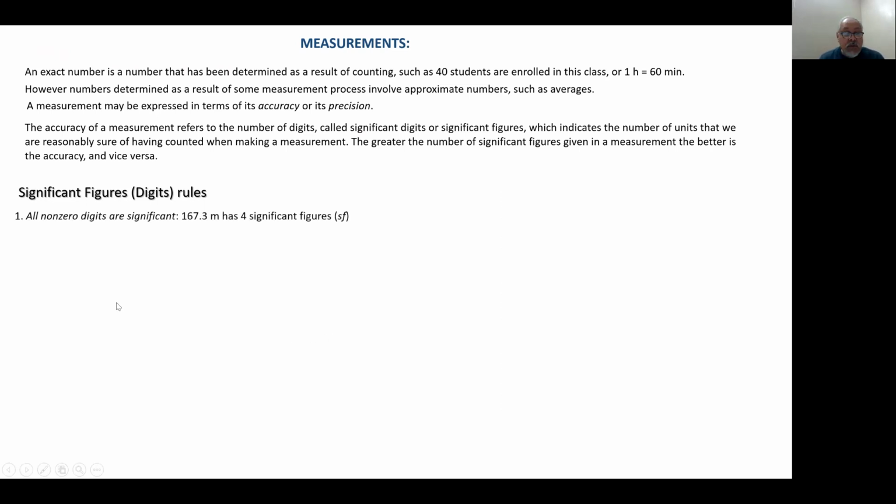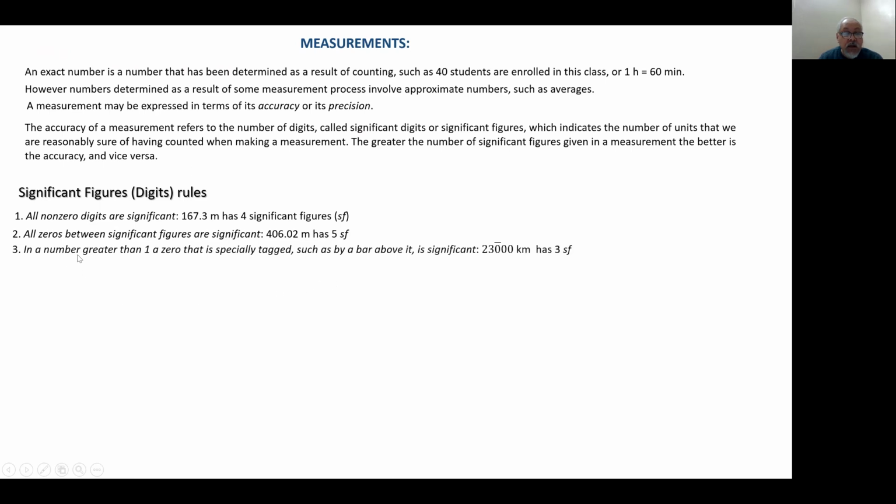We have these rules. The first one, all non-zero digits are significant. Again, if we have no zeros, everything is perfect for significant figures. Like in this example, this measurement has 4 significant figures. For simplicity, for significant figures we use SF. Rule 2, all zeros between significant figures are significant. Like in this case, we have 5 significant figures.